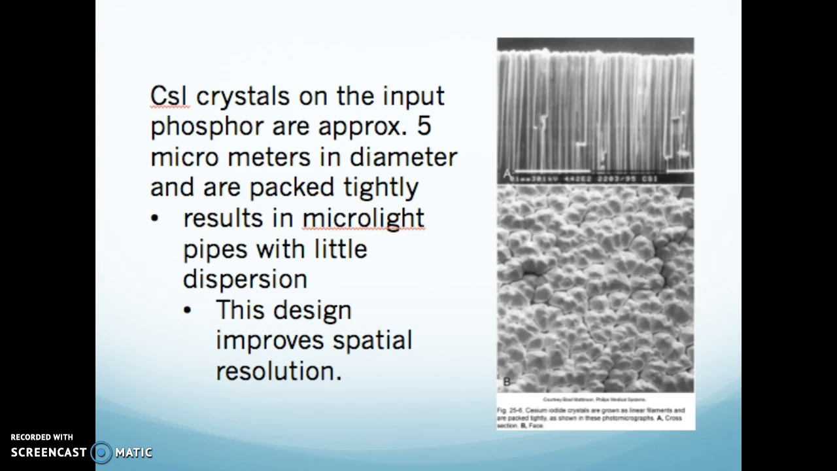So cesium iodide crystals on the input phosphor are approximately 5 micrometers in diameter and are packed tightly together. As you can see here, you can see how tight these are. They result in microlight pipes with little dispersion, so this design is ideal for improving spatial resolution.